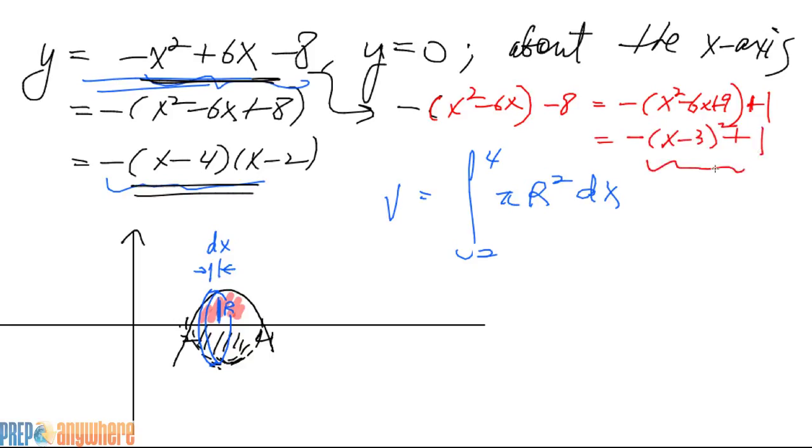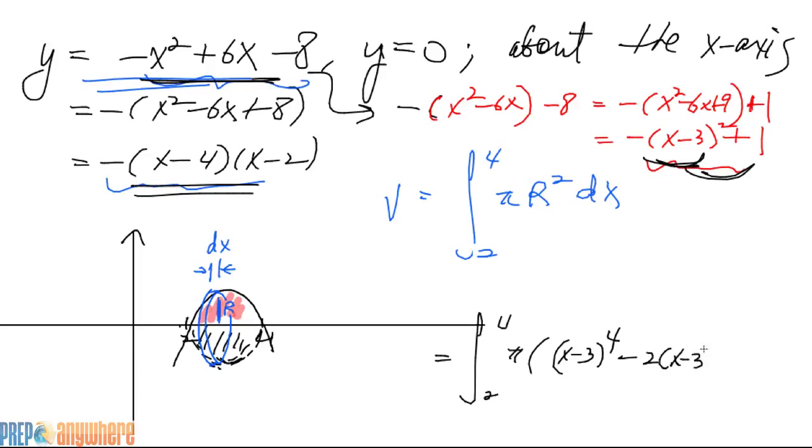So this, to me, looks the nicest to square. So I'm going to put that in there. I'm going to integrate from 2 to 4 pi. I'm going to square this. So squaring that, it turns into just x minus 3 to the power of 4. Multiply these two, so you get a minus and double, so 2, 2 times x minus 3 squared. And square the 1, you get 1.